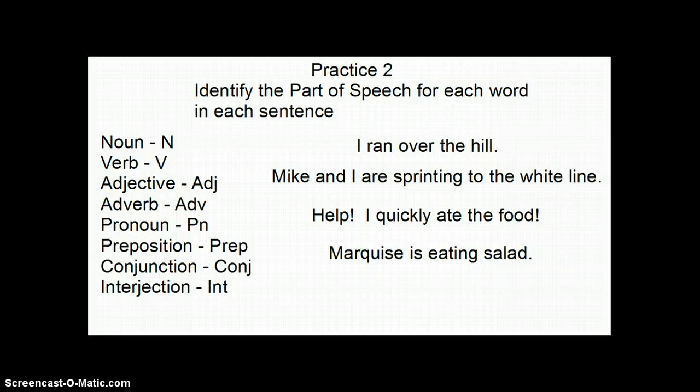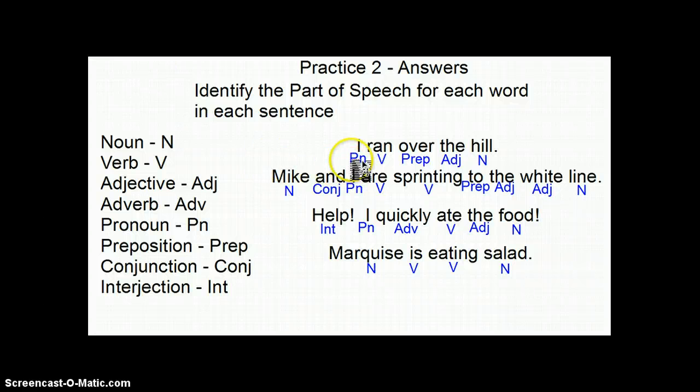Alright, if you're ready, here are the answers. And you can just read those below. If there's anything you are confused about, you may want to look back at your notes. You can ask Mr. Hayden in class one day. But hopefully you're getting these right.